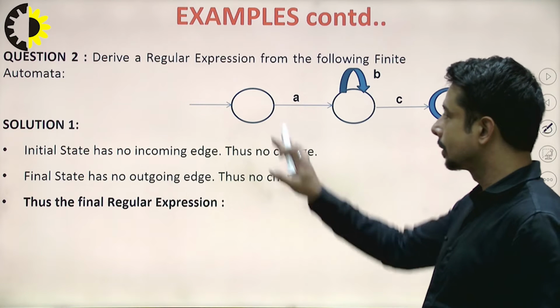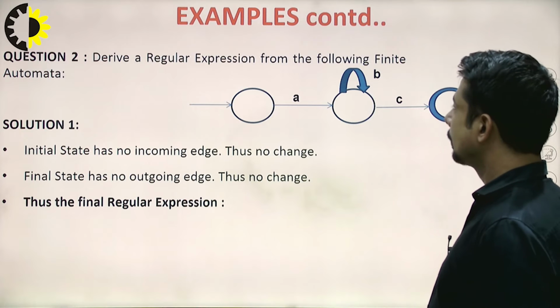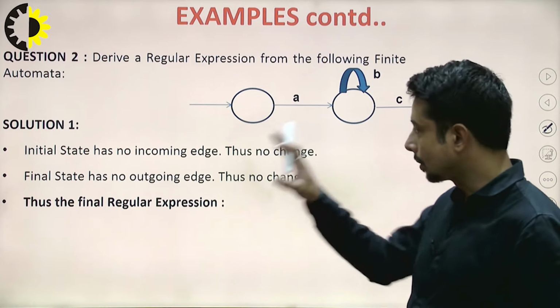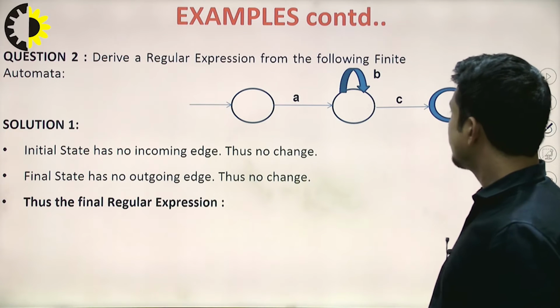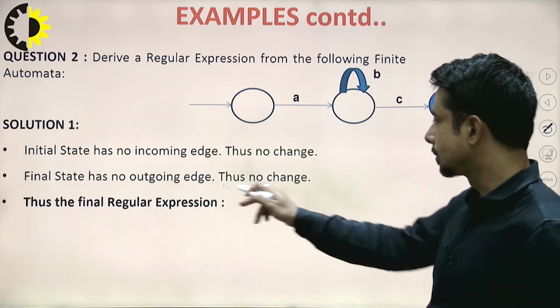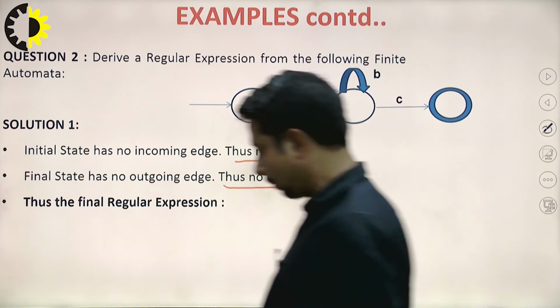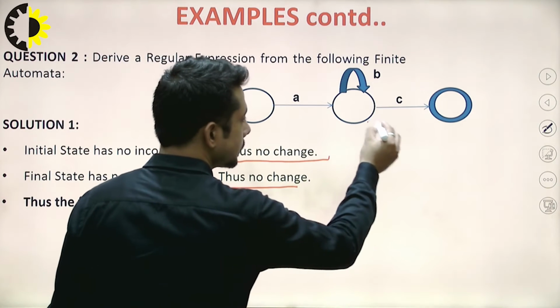The next question is somewhat similar, but if you look into the first step, there is no incoming edge to the initial state. So, the concept will remain as it is. Clear? If we look into the final state, there are also no outgoing edges from the final state, therefore no changes. So, finally we need to get the expression, right? The third rule says eliminate other states one by one. So, I have to eliminate this particular state.